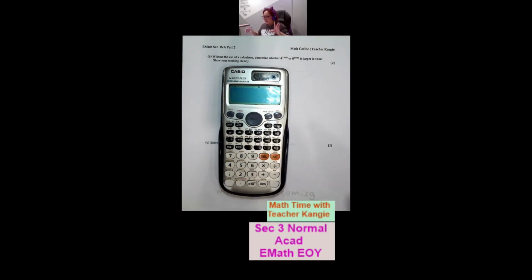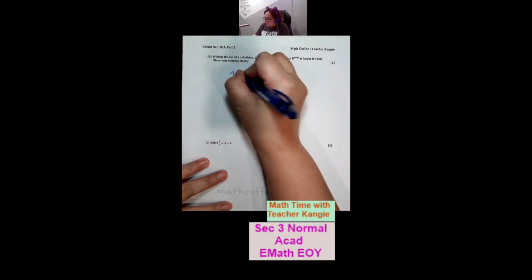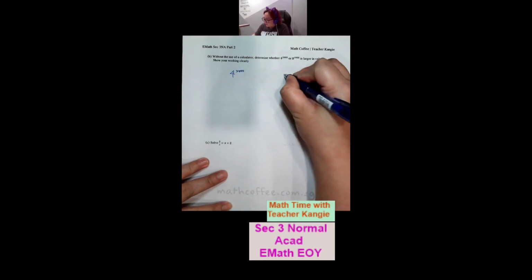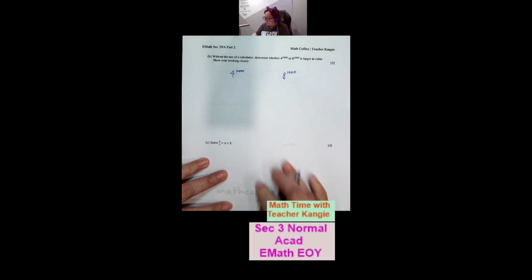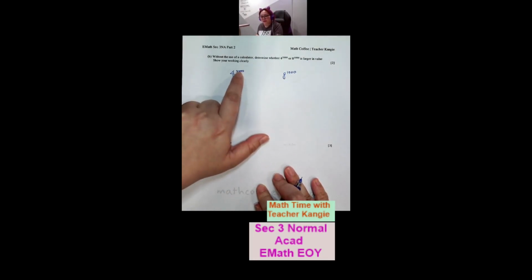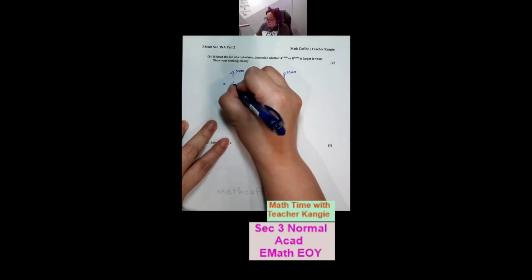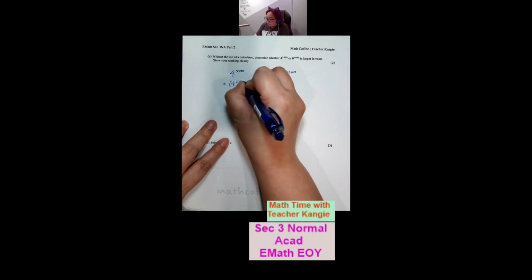Then students will panic. Then how? How to know which one is bigger? You make use of the indices. So how I'm going to do this: 4 to the power of 2,000 and 8 to the power of 1,000. Okay, so 1,000 and 2,000. I want to change this side to 1,000. How? We will write it as 4 to the power of 2, bracket 1,000.